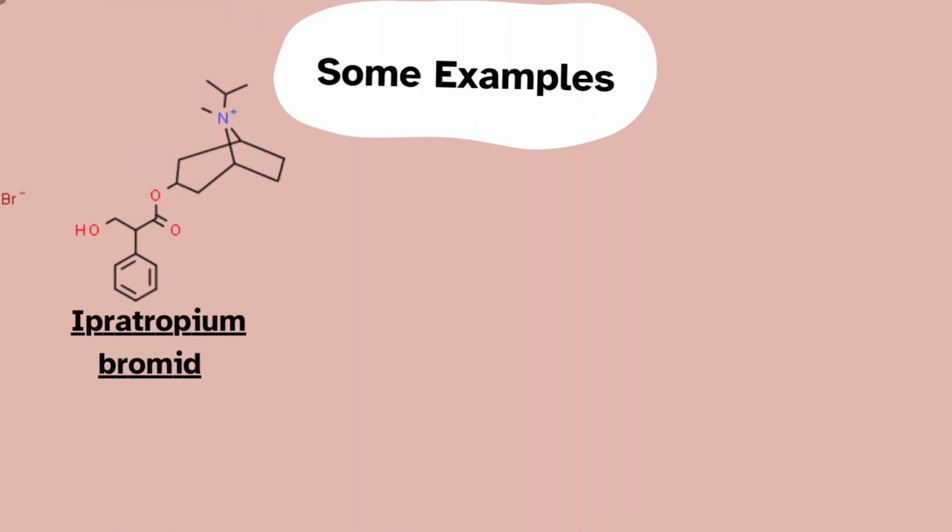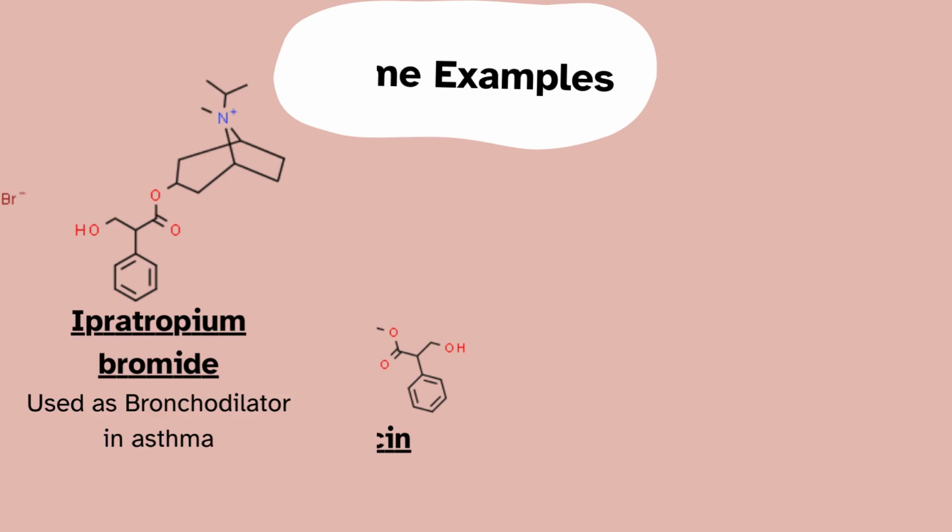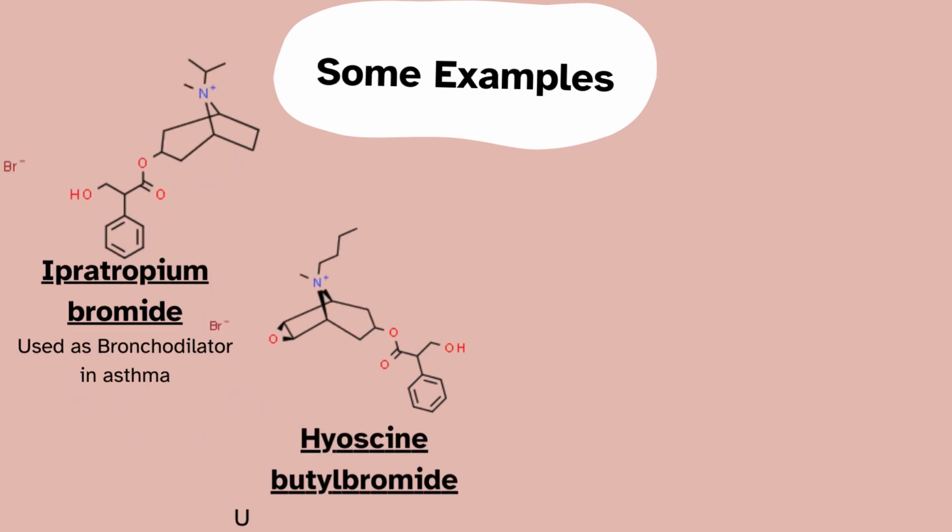And we cannot leave this wonderful class without having some examples. And number one is ipratropium bromide, which can be used in treatment of asthma or chronic obstructive pulmonary disease as bronchodilator. Also, it has no CNS side effects due to its high polarity. The next one is hyoscine butyl bromide, and as we said before, it's used as antispasmodic agent by inhibiting smooth muscle contractions of GIT and commonly prescribed for irritable bowel syndrome, renal and biliary colic, and menstrual cramps.